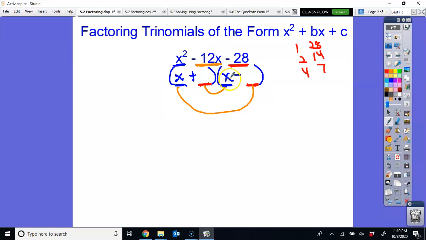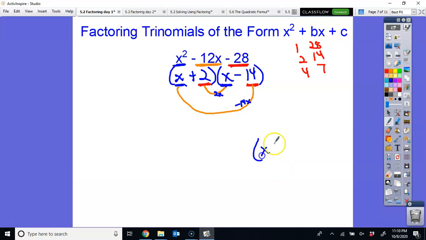What do you mean? Well, look at your numbers. You've got 2 and negative 14. That would be 2x and negative 14x if we multiplied, which is negative 12x when we add. You just split it up. Now, some of you may be thinking, well, Mr. Harrison, can I just do that with 4 and 7?